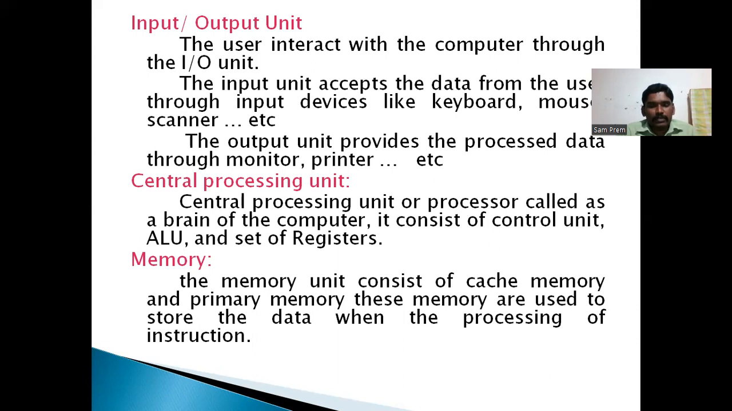The memory unit is where the computer accepts data and produces some output. This output will be stored in some memory location. That space is called memory. The computer consists of memories like cache memory, primary memory, and secondary memory. Cache memory and primary memory are used to store data during the processing of instructions.